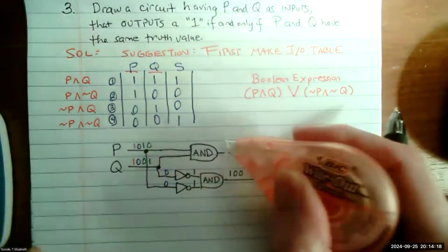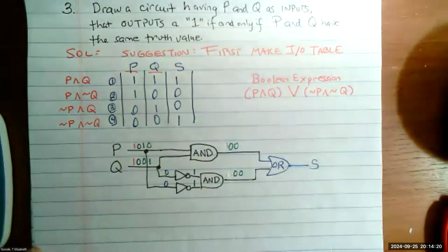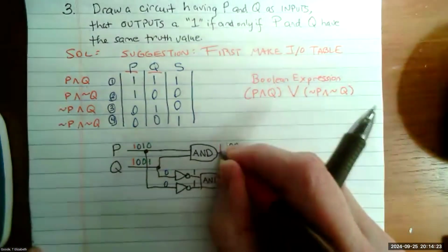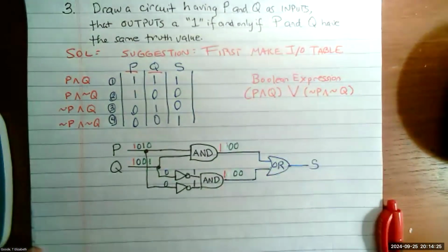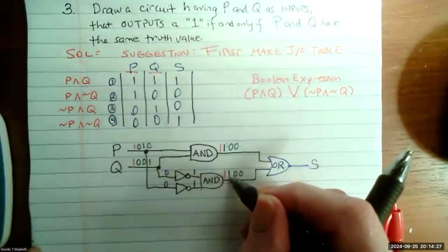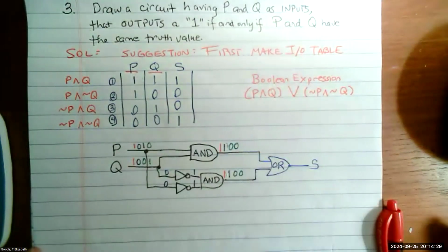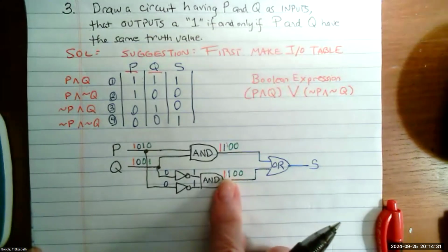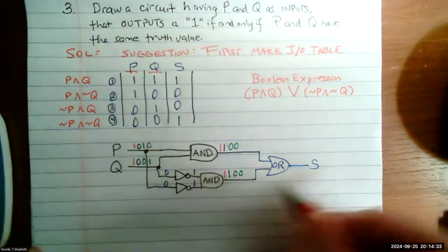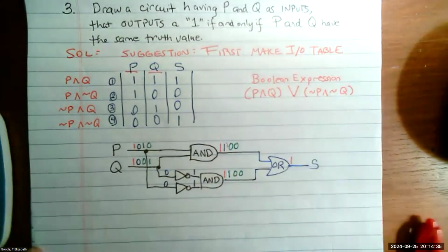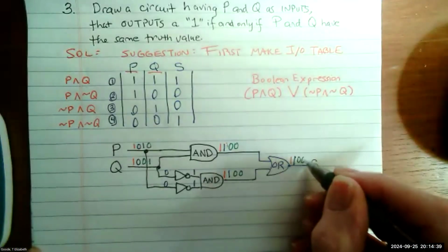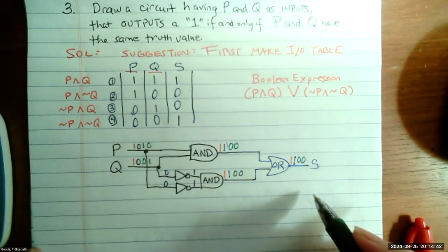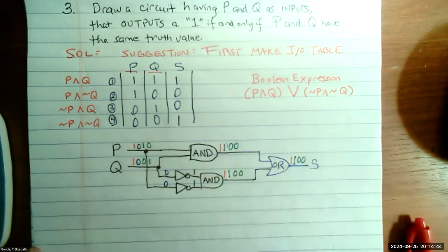Maybe I should put all 4 here. 1, 1, 1, 1, and so it gives us exactly what we want. It gives us a 1 if they were both 1. It gives us a 1 if they were both 0, but it gives us a 0 if they had opposite truth values. Does that make sense?